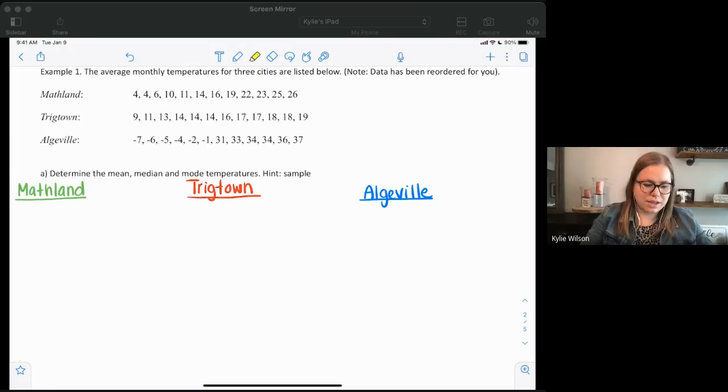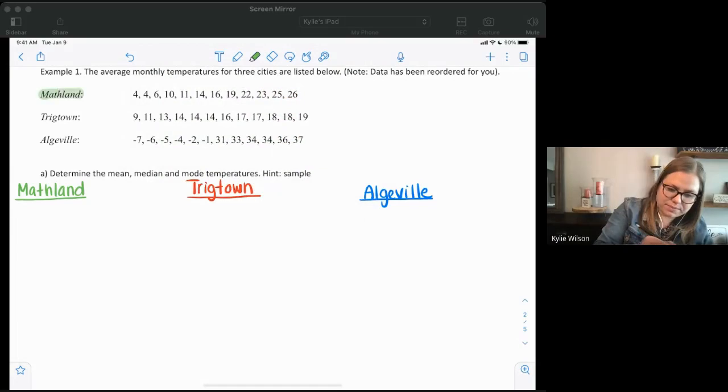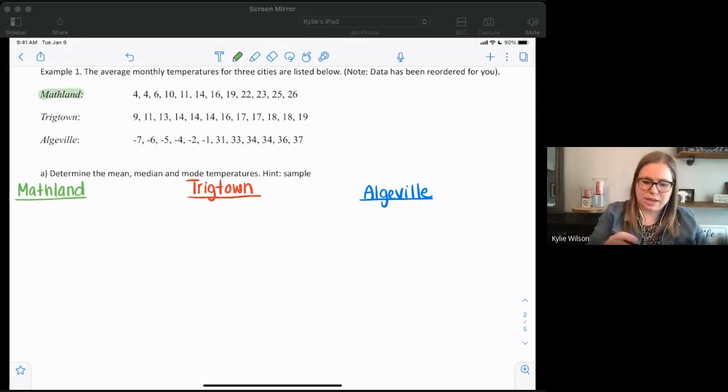So what I'm going to do is I'm going to do one with you, and then I'll give you a couple minutes to try the other 2 on your own, and then we'll go through the answers. So the first one that we'll do together is Mathland. And the first thing that we're going to do is find the mean. So we'll start by finding the mean.